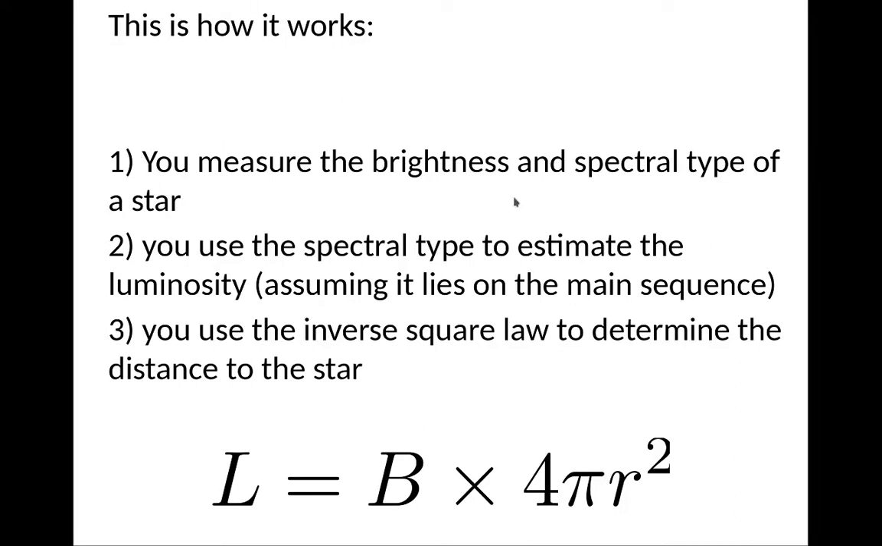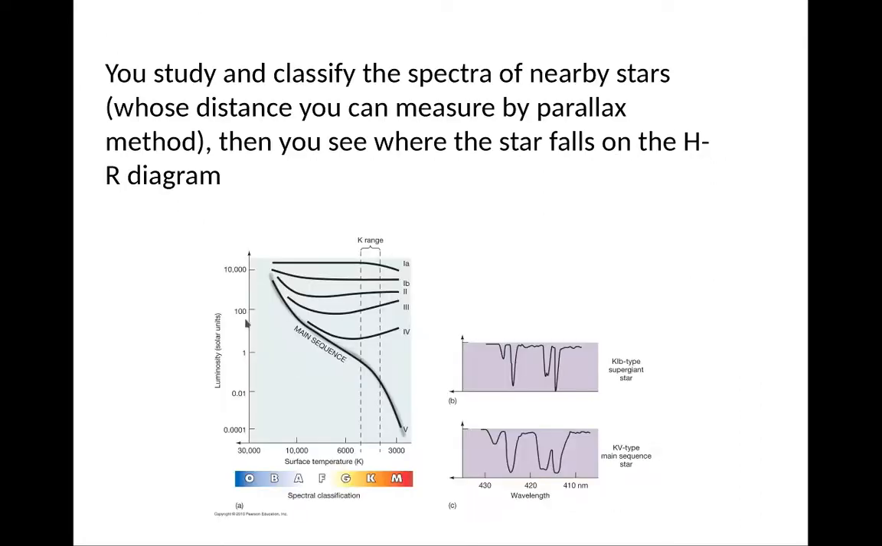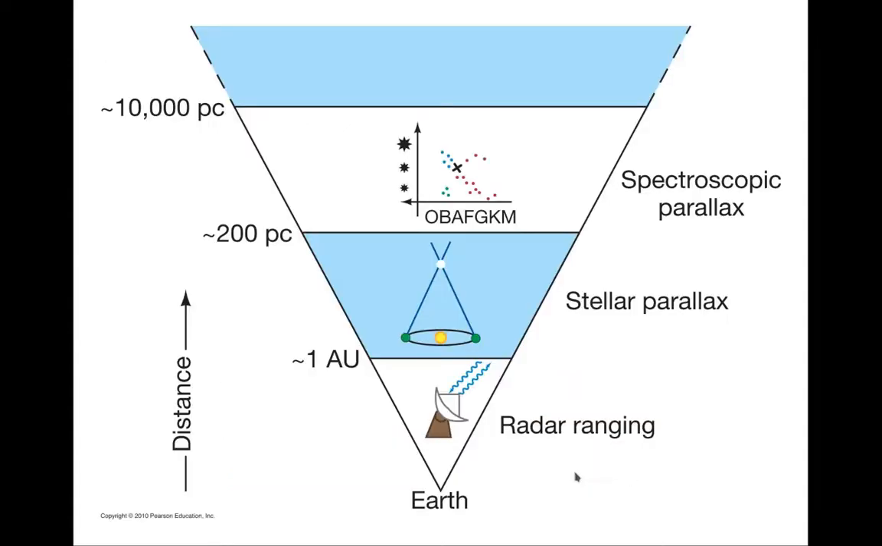So first you measure brightness and you measure the spectral type of a star. You can use spectral type to estimate luminosity, assuming it lies in the main sequence, and then use the inverse square law to determine the distance to the star. Okay. So you study and classify the spectra of nearby stars, then you see where stars fall in the HR diagram. So they fall around here. Okay, so you look at this spectra. This is a KV type star, a KV type main sequence star, right?